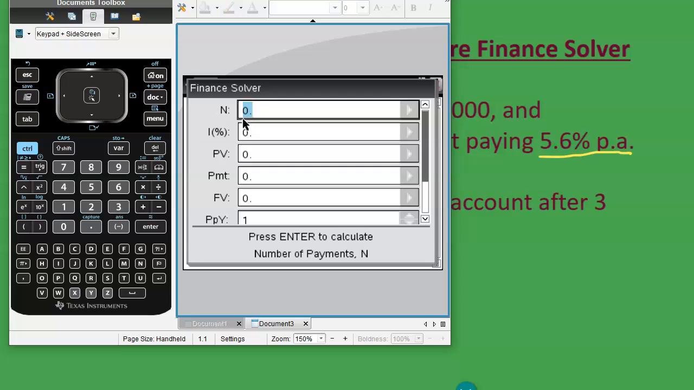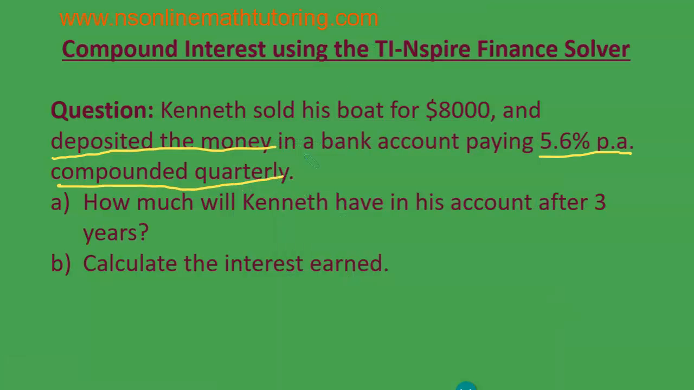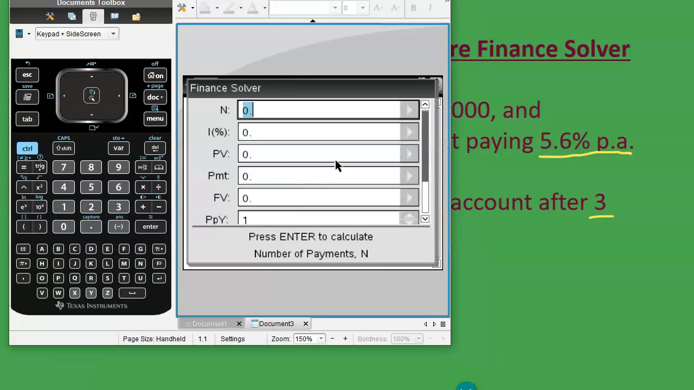N is the number of compounded periods. It is not the number of years, but number of compounded periods. It has been said that the interest is getting calculated quarterly. Compounded quarterly means every year the payment is done 4 times. Okay? And how many years are there? 3 years. So 3 times 4, that is 12 quarters are there. So the N value will be equal to 12.